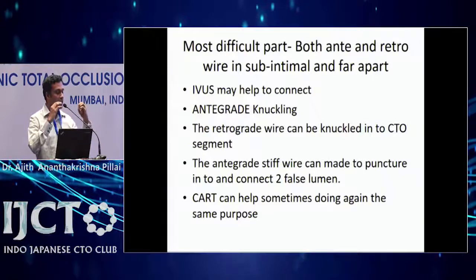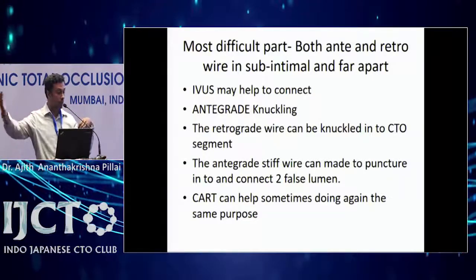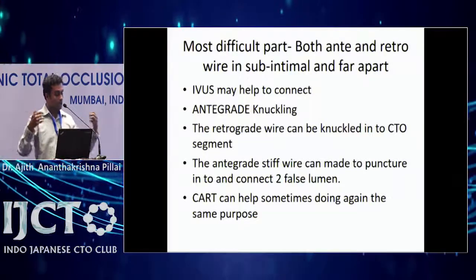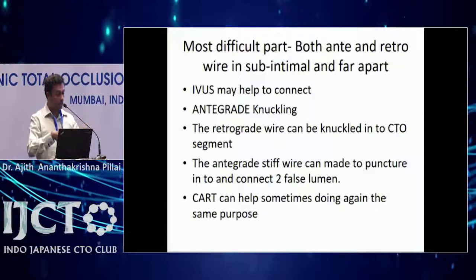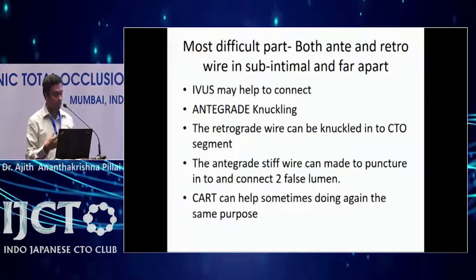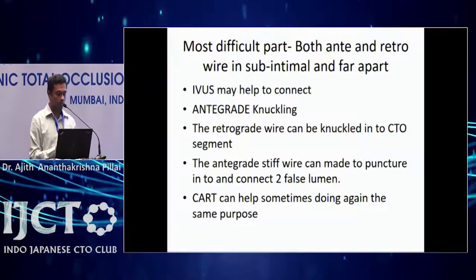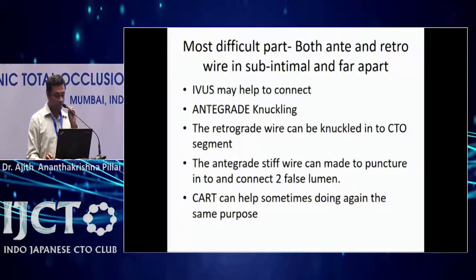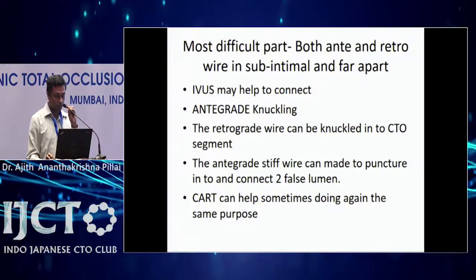If you think that the antegrade wire is closer, where the retro wire is more outside the media, then you try to knuckle the one which is closer to the lumen. So it becomes a big knuckle. Then you create that space bigger. Then you try to advance the other wire. The antegrade stiff wire can be made to puncture into and connect the two false lumens.